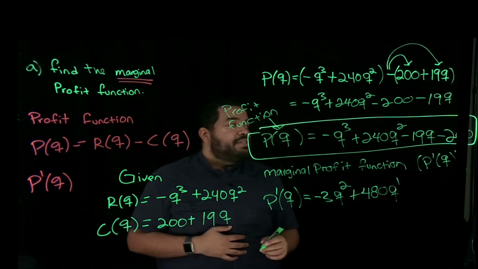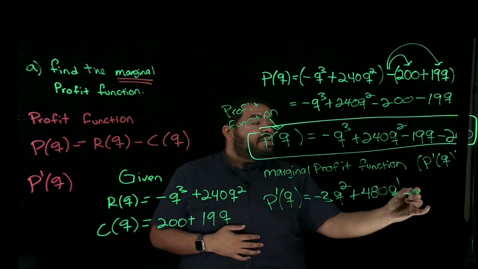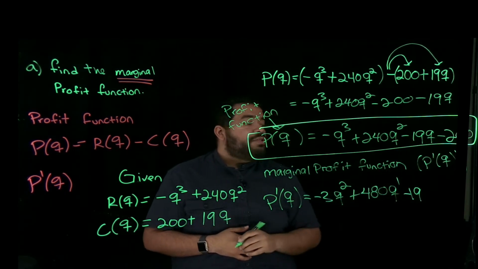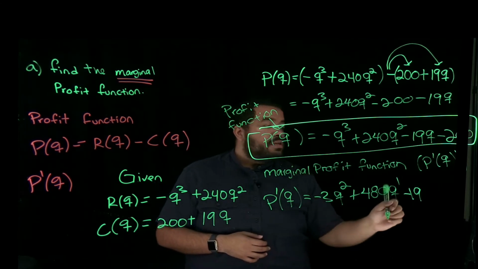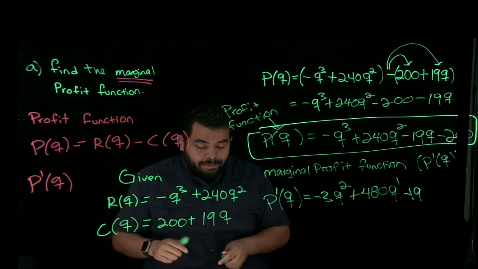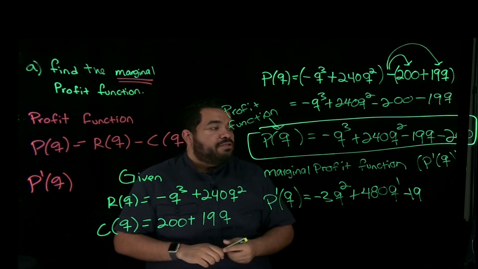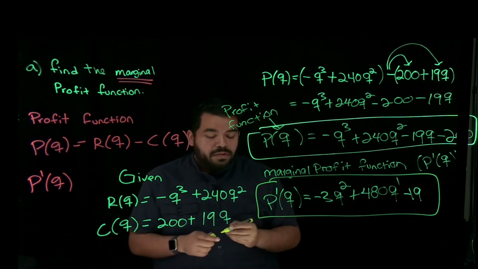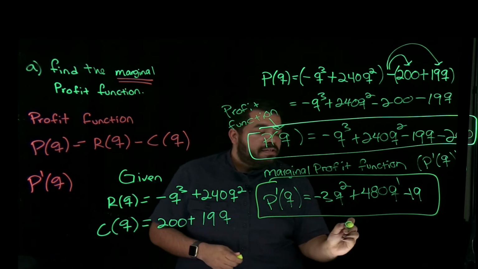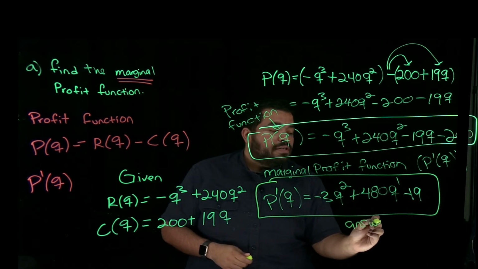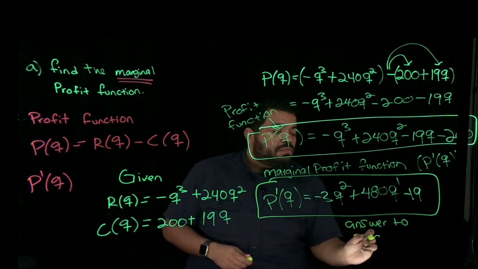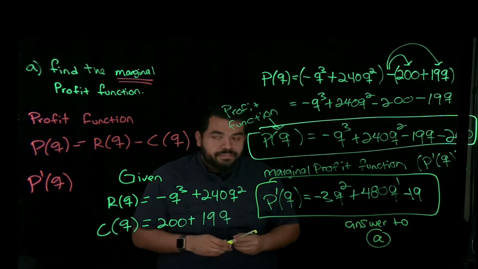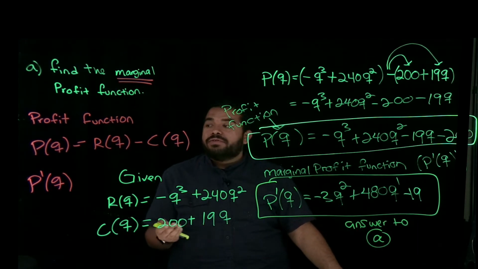How about here with the 19? We do have a q here, so we are going to end up with just a negative 19. And here is my marginal profit function, which is my solution to part A. So let me just finalize this by saying this is the answer to A. Now we're going to go ahead and continue with part B.